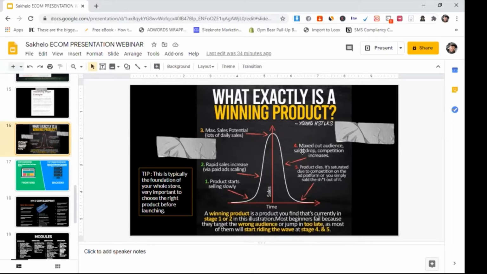We really call it overlapping the audience, and sales tend to drop. Maybe you're still spending the same amount of money on Facebook, but you see that you're not getting the same sales, and that's usually when the product is starting to die out, right? But for you to even reach this phase four, you've made at least six figures off the product. And stage five is usually when the product has died, okay, and you just have to move on to another product and start the whole process over.